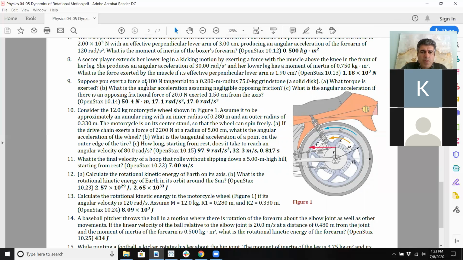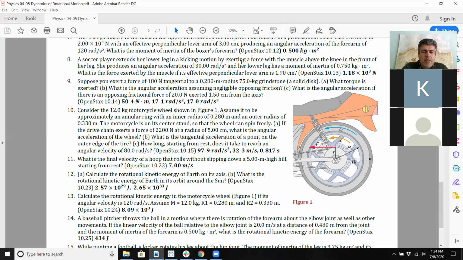Suppose you exert a force of 180 newtons tangential to a 0.28 meter radius, 75 kilogram grindstone. What torque is exerted? And then what is the angular acceleration, if opposing friction is negligible? Yeah, that one I thought was a little weird.